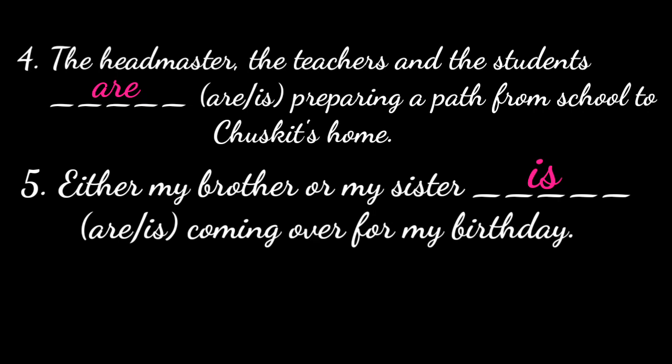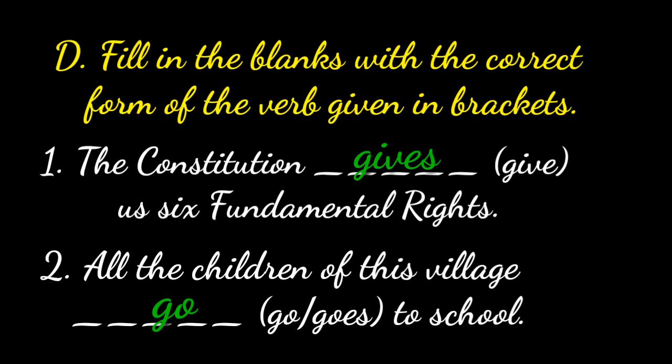Fifth one, either my brother or my sister is coming over for my birthday. I repeat, either my brother or my sister is coming over for my birthday. Now, exercise D. Fill in the blanks with the correct form of the verb given in bracket.